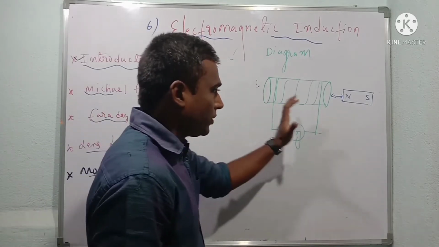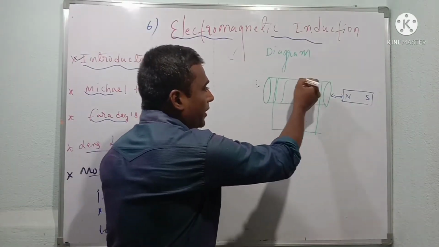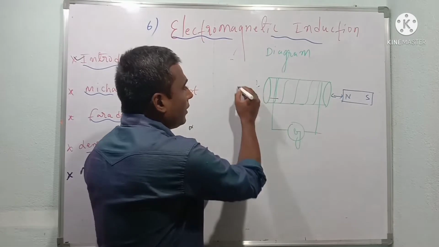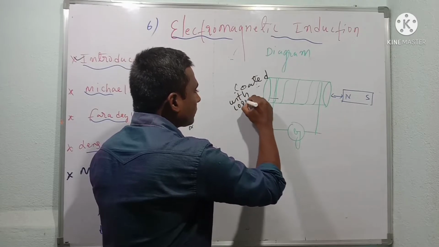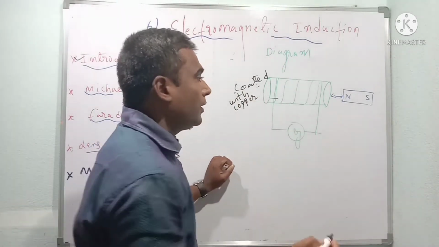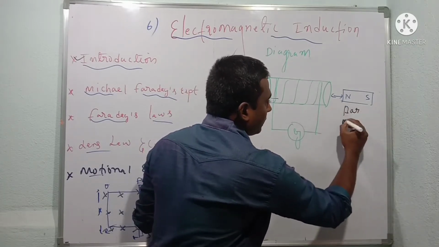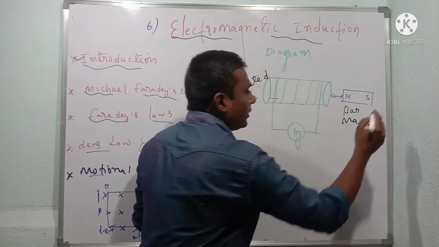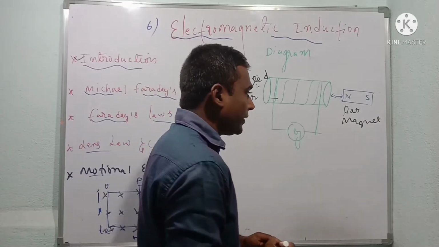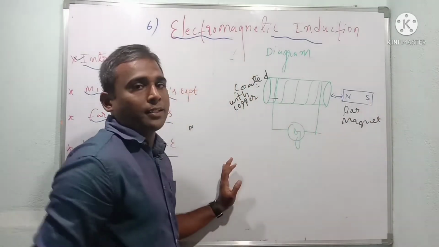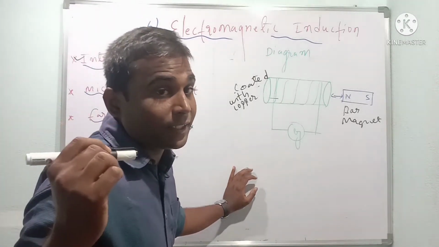This is the construction part of Michael Faraday's experiment. It consists of a copper wire coated on a hollow tube, and the two ends of the copper wire are connected to a galvanometer, and this is a bar magnet. This is all about the construction. Now if I push this magnet inside, the galvanometer is going to detect a small amount of electric current in the circuit.